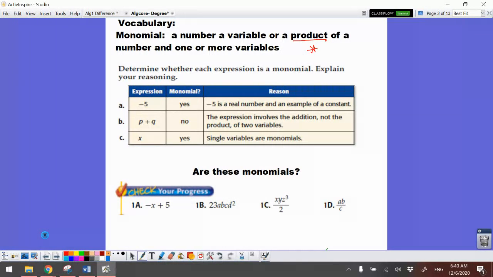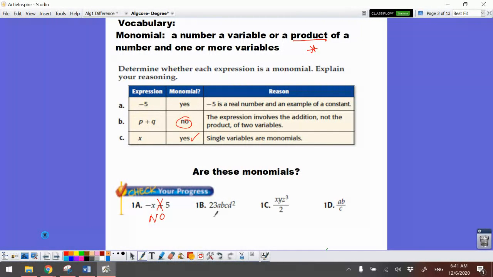Okay, so -5 is a monomial because it's a number. P plus Q, that is not a monomial. We are not adding, okay? It said product. That is a sum. What about X? Yeah, X is a monomial because it's a single variable, okay? So let's decide if these are monomials. This first one is not a monomial. We are not adding. So that is a binomial because there's two terms.